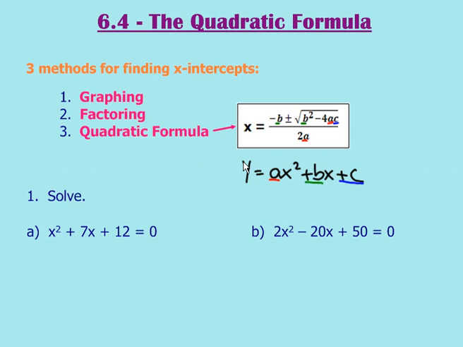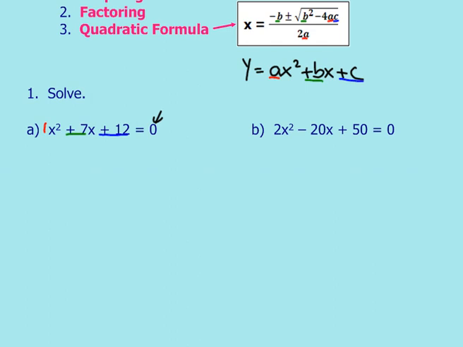So when I take a look at 1a, I notice that my a value in front of the x squared is 1. My b value is this number in front of the x, which is 7. And my c value is this number at the back, which is 12. Okay, now notice that it does have to equal 0. If you have things on the other side, definitely move them all over so that they're all together. So it has to be 0 on one side, because remember, you're looking for x-intercepts. So y is 0 at that time.